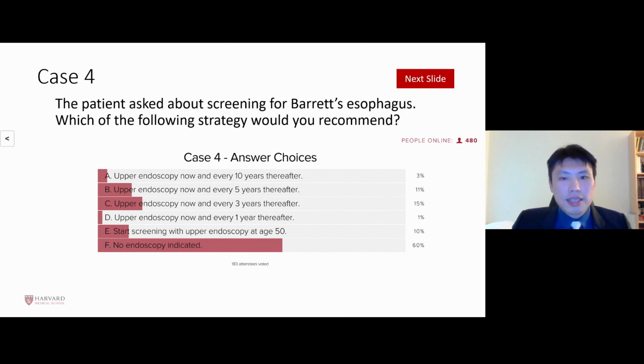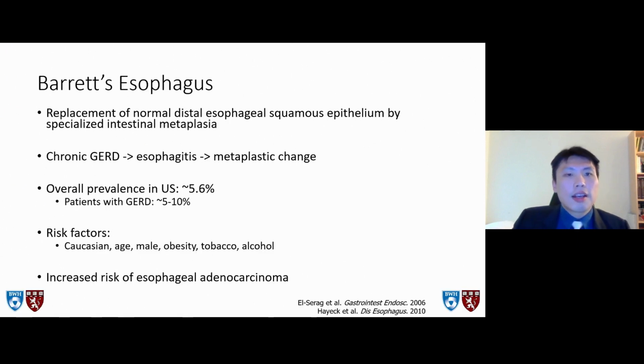So it seems like the majority have chosen no endoscopy indicated. So what is the current guideline for managing or evaluating for potential Barrett's esophagus? We know that Barrett's esophagus is a replacement of normal distal esophageal squamous epithelium by intestinal metaplasia. The concern, the sequence, is that patients with chronic reflux may have esophagitis that develops metaplastic changes.